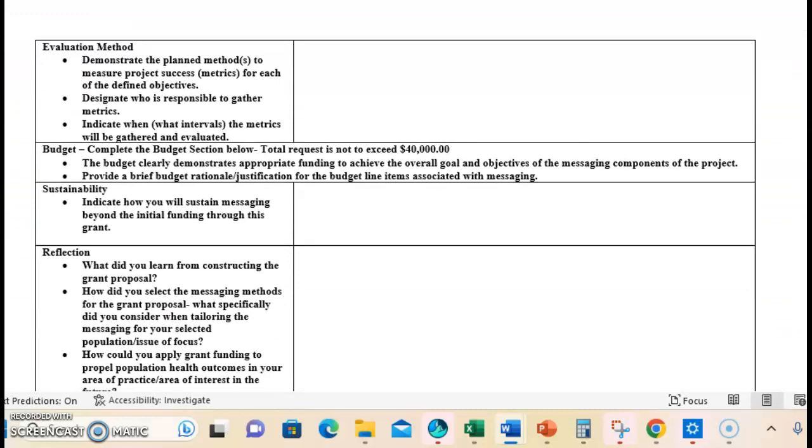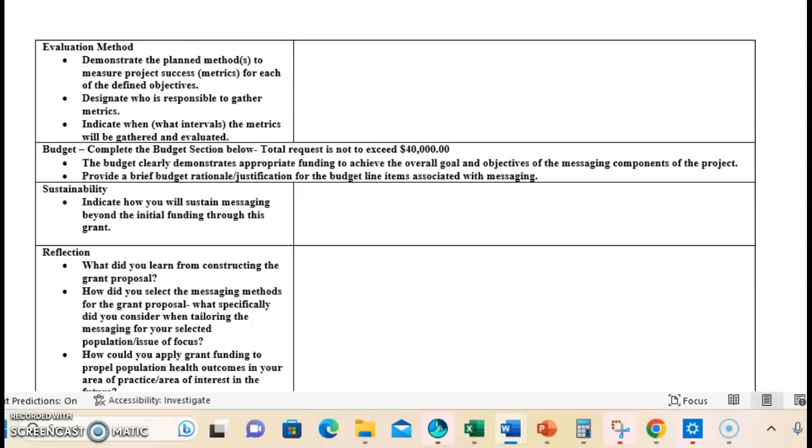When we move further down, with any type of program, I want you to begin to think about evaluation methods. How will you measure the outcome of your project? Do you want to look at vaccination rates? Do you want to look at the number of STDs in the county? And how will that data be collected? Will it be collected via survey? And then what support services will be necessary for data collection?